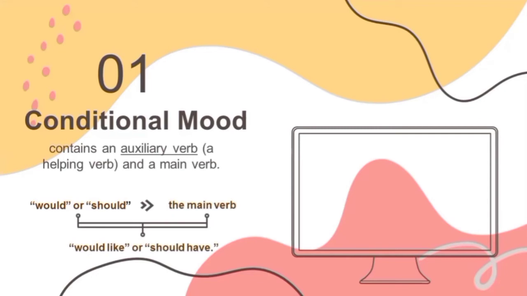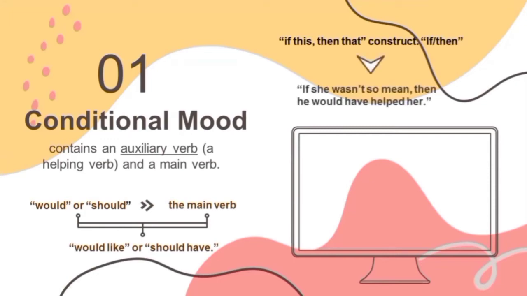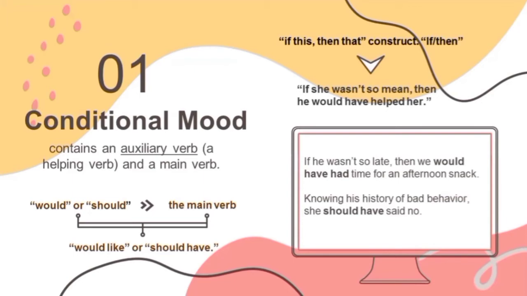Another telltale sign of the conditional mood is the if this, then that construct. If or then clearly indicates one action is dependent upon another. For example, if she was not so mean, then he would have helped her. Okay, here are a few more examples of the conditional mood.